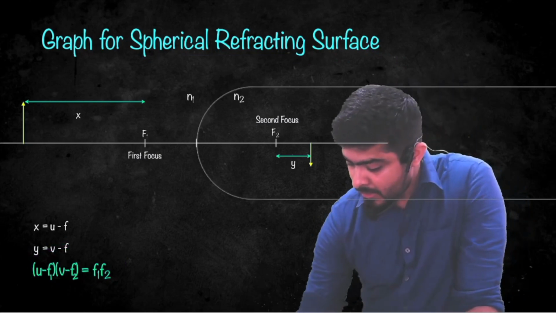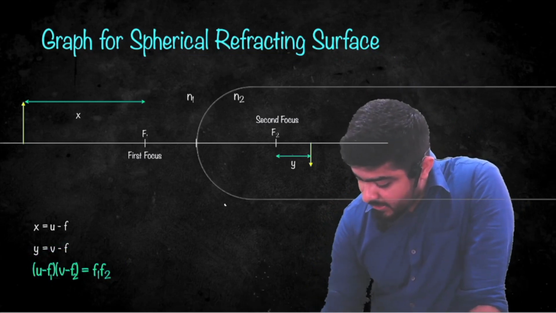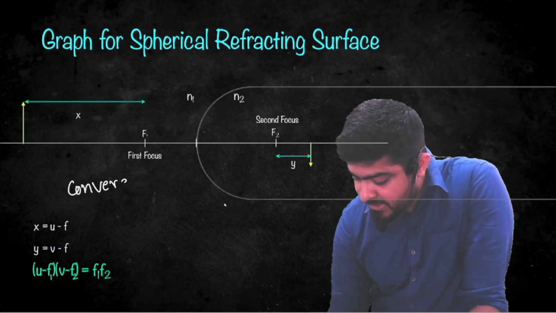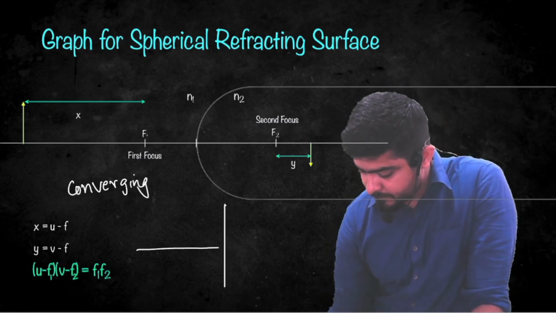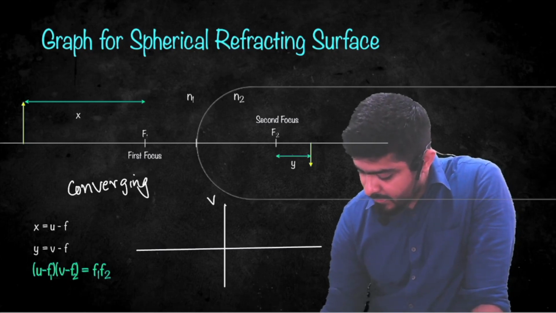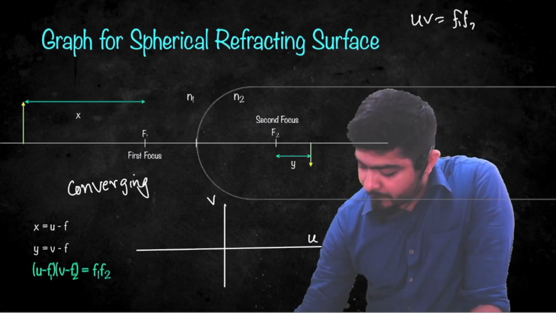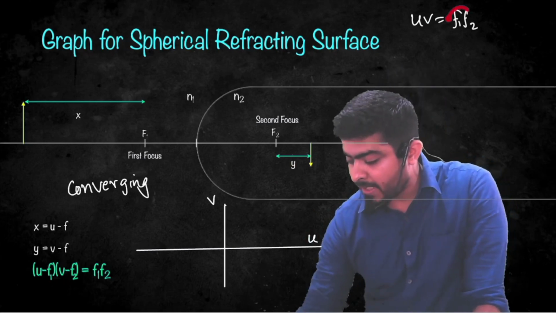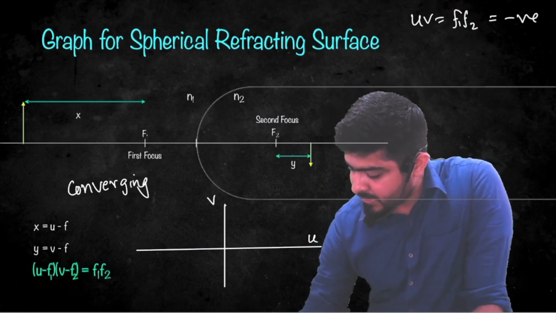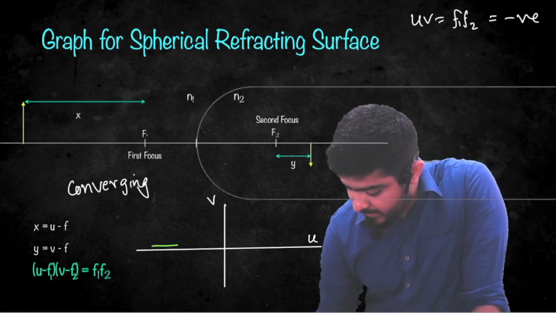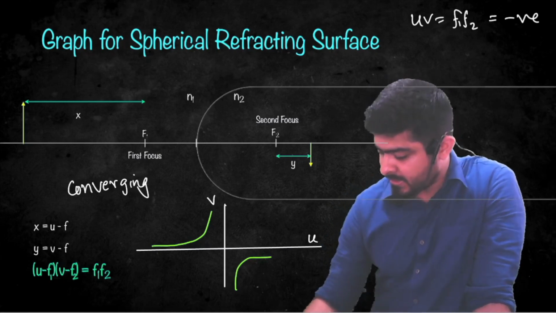So following the same process as that of lenses, when I want to draw the graph for converging system, this is V, this is U. First of all, if I draw the graph for UV equal to F1, F2, again F1 and F2 always have opposite signs, right? So this is a negative constant, so the graph would be like this, exactly same as that of lenses, a rectangular hyperbola in this fashion.